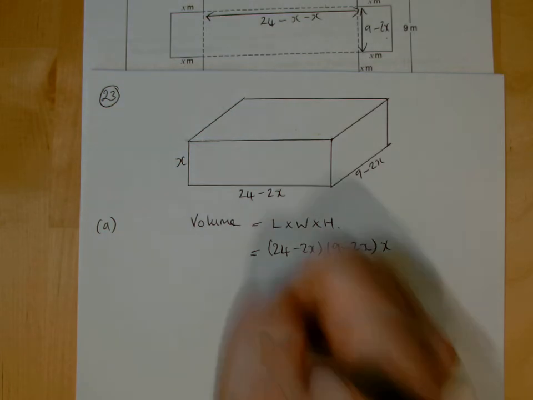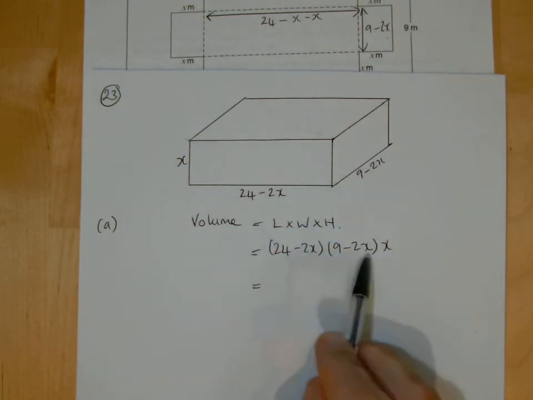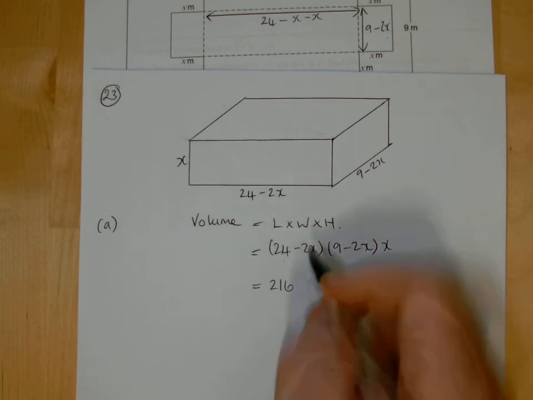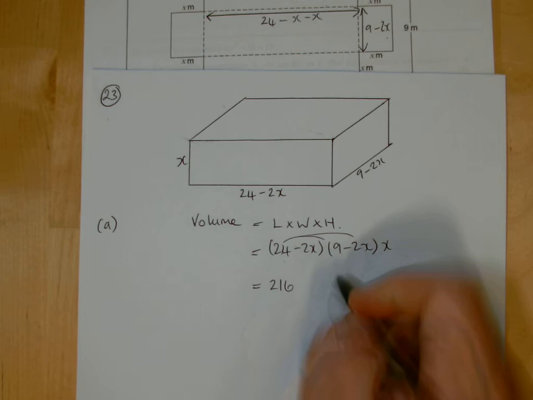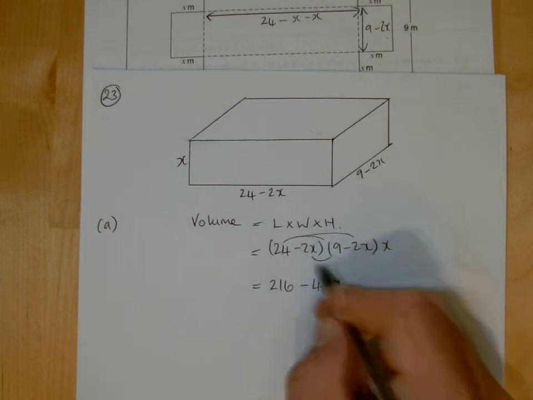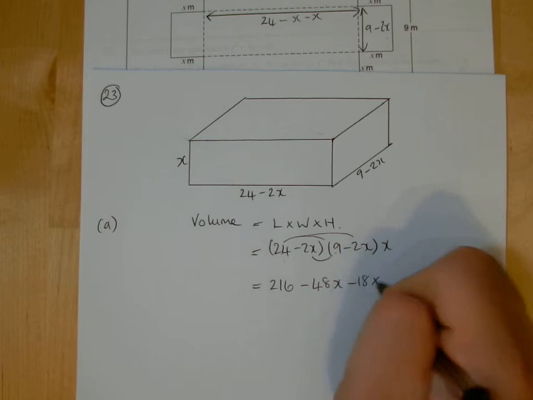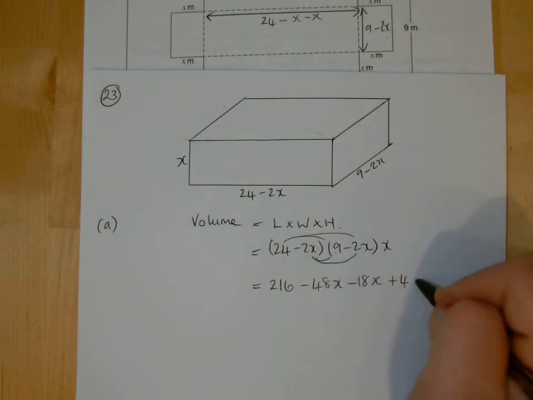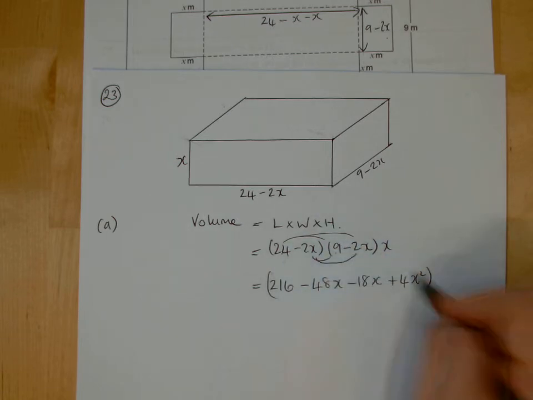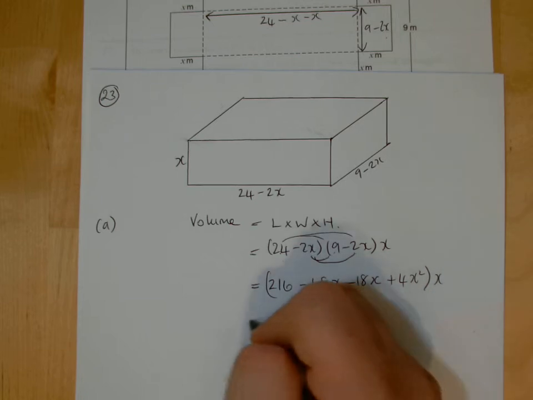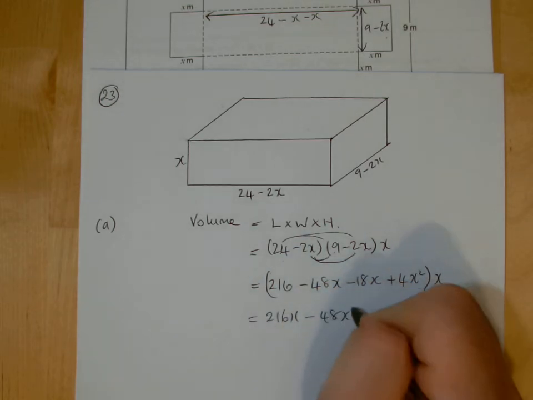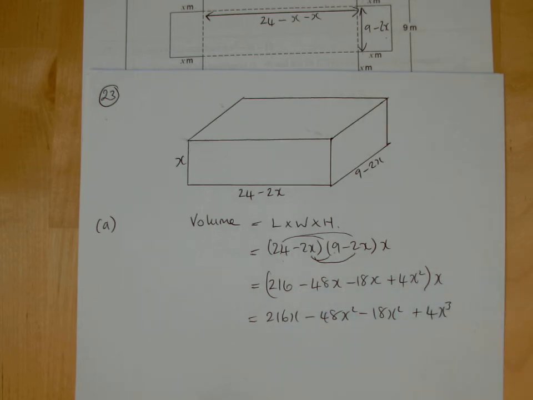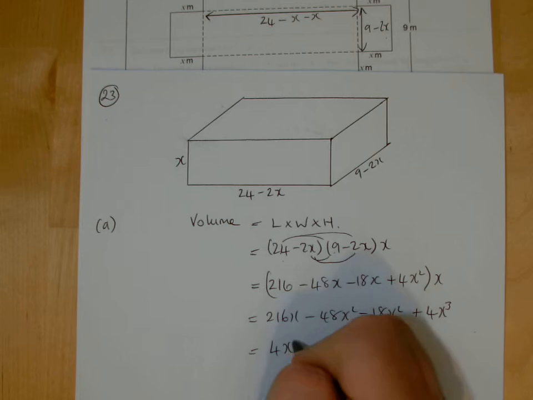All right, let's take our time on this. Let's just do these two brackets to begin with. So 24 times 9 would be 216. 24 times minus 2x, I'm doing FOIL now, will be minus 48x. So that's the outers. The inners, minus 2x times 9, is minus 18x. And the last, minus 2x times minus 2x, is plus 4x squared, because minus times a minus is plus. Don't forget to put that in the bracket, because I've got to then times it all by the height, which is x. So I get 216x minus 48x squared minus 18x squared plus 4x cubed, timesing everything in there by the x, and then put it in powers in descending order.